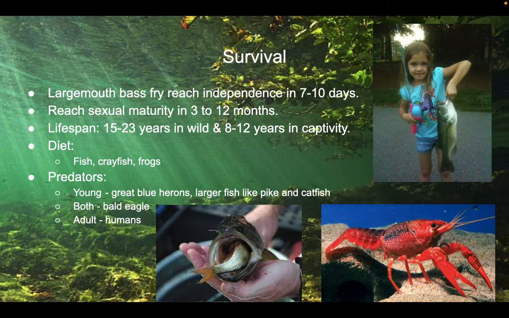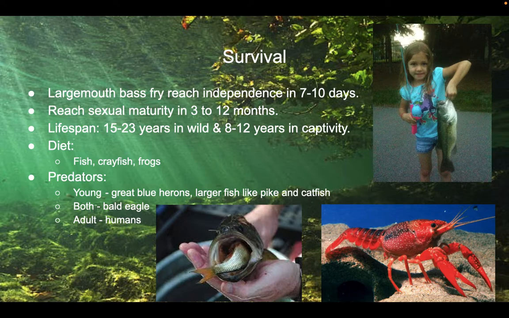A baby bass, just born, is called fry. Largemouth bass fry reach independence in between 7 to 10 days, and then the species reaches sexual maturity in 3 to 12 months. Interestingly enough, they last longer in the wild than they do in captivity, with 15 to 23 years versus 8 to 12 in captivity.